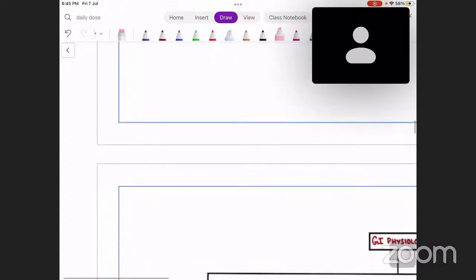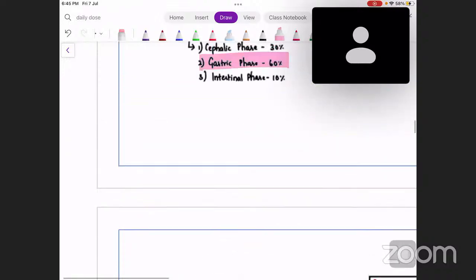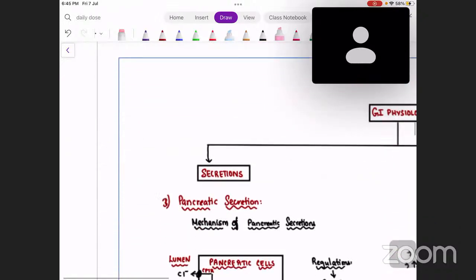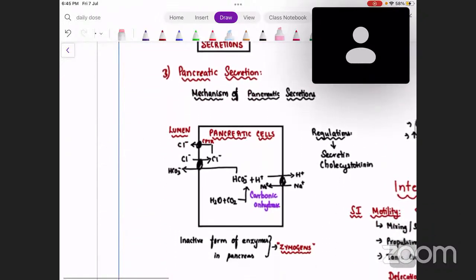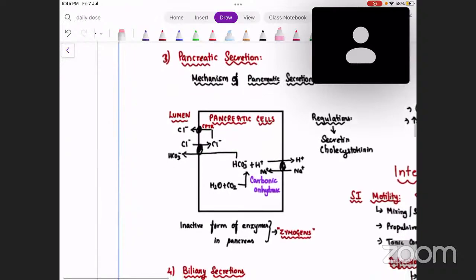Fine, we have done the gastric acid secretion and the salivary gland secretion. Then we have pancreatic secretion, similar to your gastric acid secretion. Again it will be acidic, so carbonic anhydrase will convert to bicarbonate and H plus, and the H plus is exchanged for sodium instead of potassium as in the gastric acid.